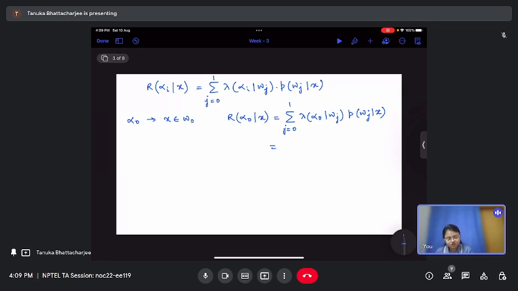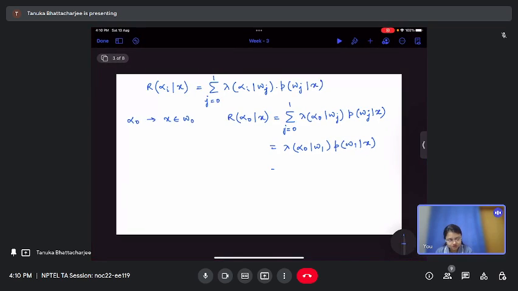So in this summation, the term lambda alpha 0 given omega 0 into p omega 0 given x will not appear, since lambda alpha 0 given omega 0 will be 0. The only term that will appear is lambda alpha 0 given omega 1 into the probability of omega 1 given x, and the loss of taking the action alpha 0 when the true class is omega 1 is 1.